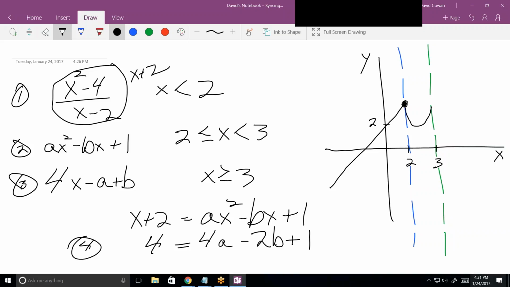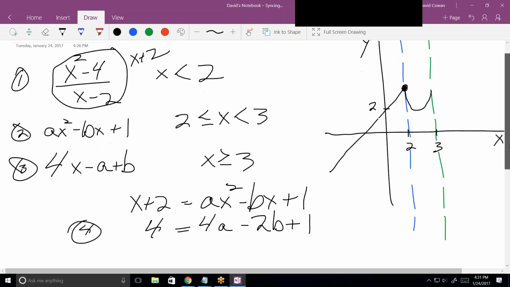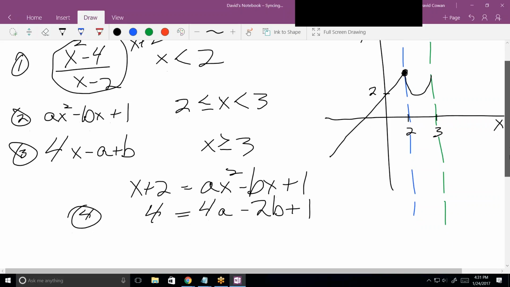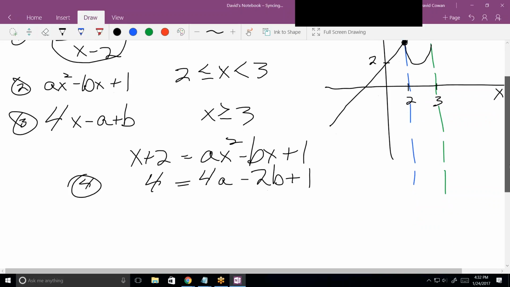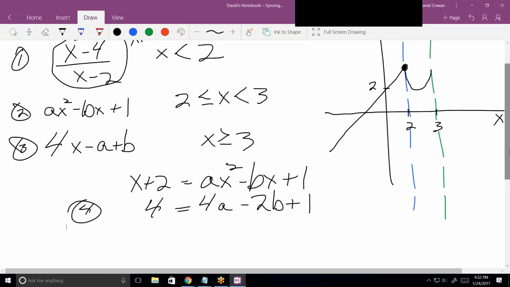Now, the problem with this equation is all by itself, I cannot solve for a and b. I've got only one equation, two variables. But the second point is going to let me come up with another equation in a and b, at which point I will have a system of equations in two variables, and I'll be able to solve it.